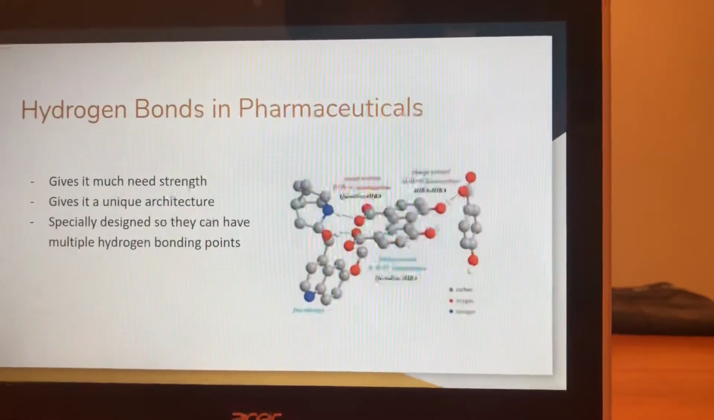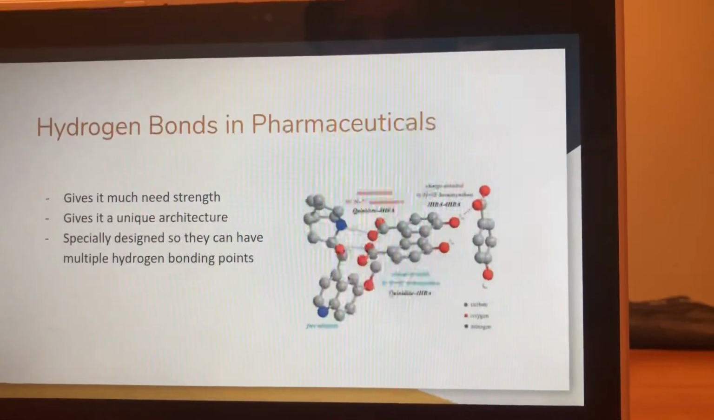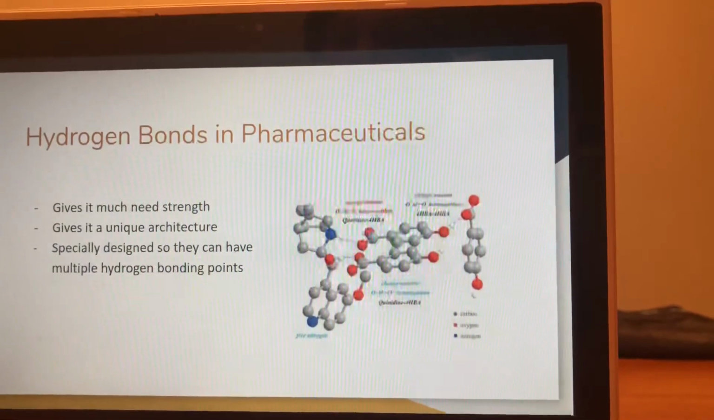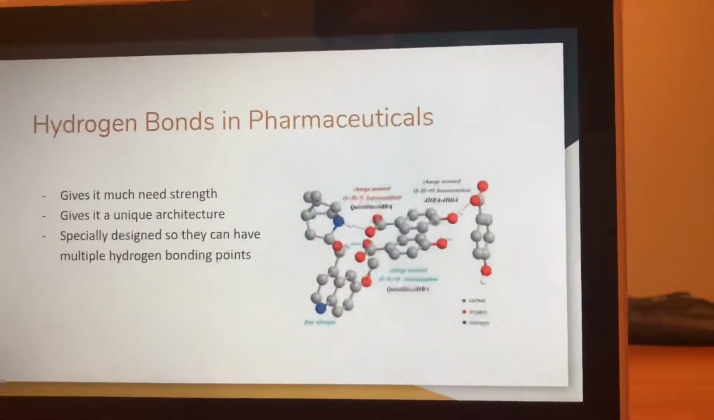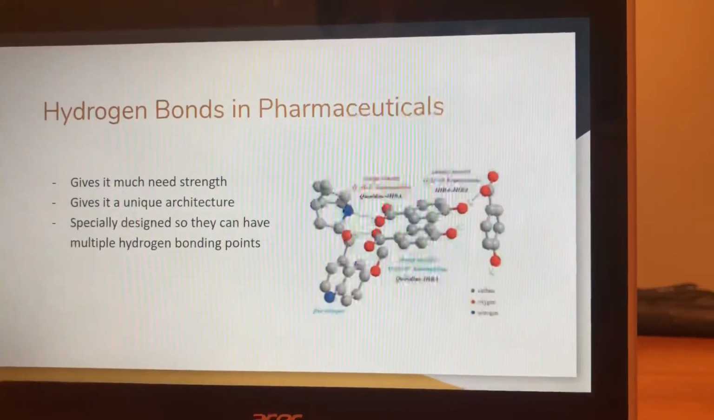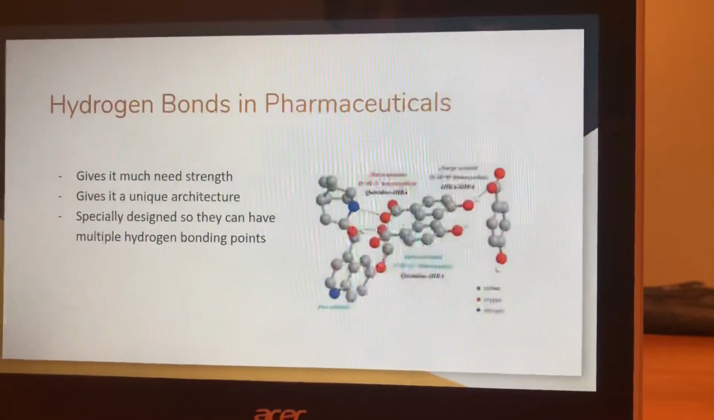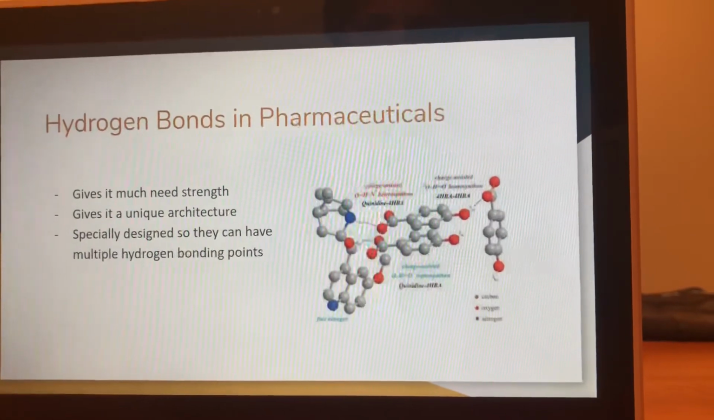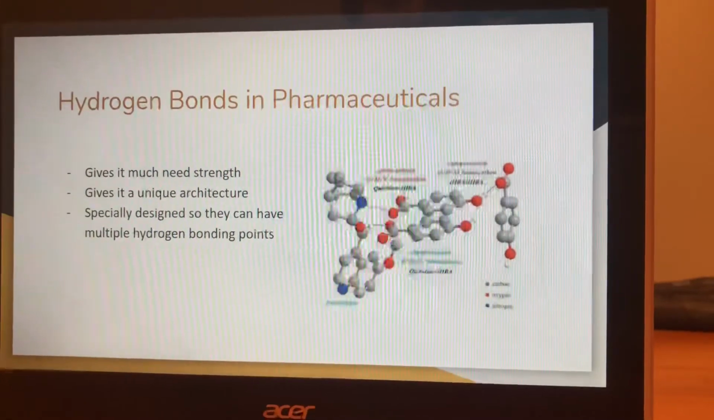So how is pharmaceuticals related to bonding and IMF? One of them is they have hydrogen bonds. In many pharmaceutical compounds, they have a lot of hydrogen bonds. The purpose of hydrogen bonds is that it gives them strength, it gives them a unique architecture, it makes them different, and it gives them a different purpose. And then scientists have specially designed these points so there are multiple hydrogen bonding points to give it strength and a unique architecture for them.